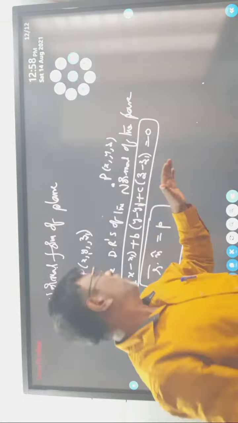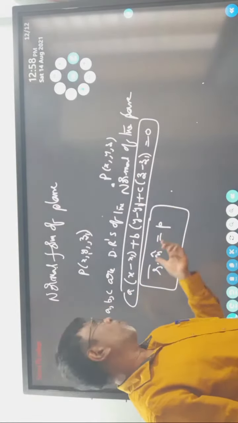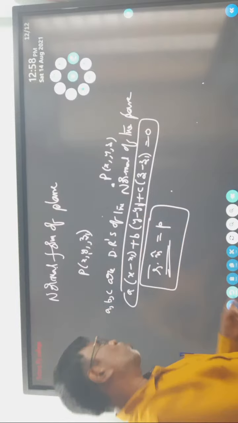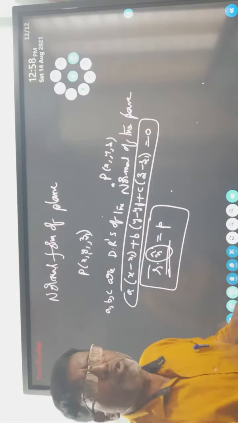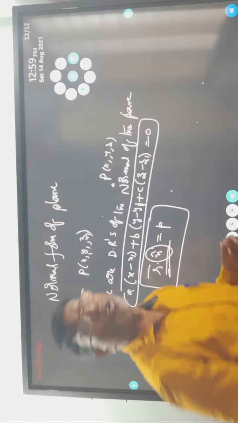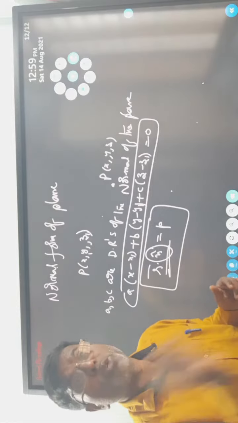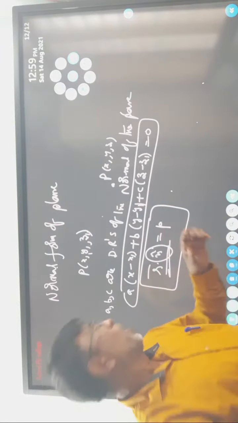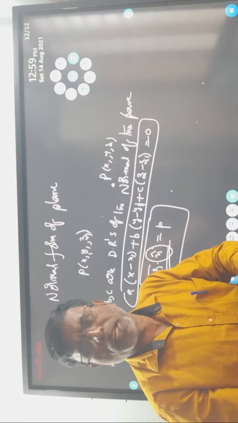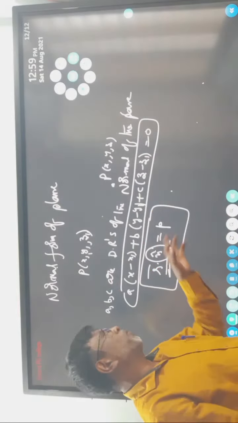Understood clearly? This is called the normal form. What is the normal form? r dot n cap equals p. You must know the terminology. n cap is a unit vector perpendicular to the plane, where p is the perpendicular distance from the origin to the plane. Remember that. What is r dot n cap equals p?